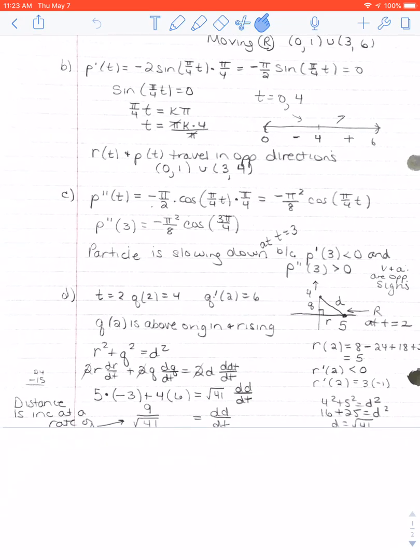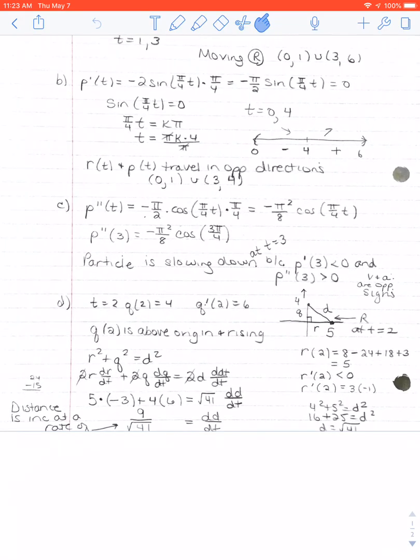Okay, so I wrote down some of the given information. Q of 2 I know is above the origin since it's at 4. Its position is at 4 at time 2. So it is rising, because the derivative of Q is positive. I also know that R of t, from what they gave us at the beginning, moves along the x-axis, and it wants to know how the distance between Q and R is changing.